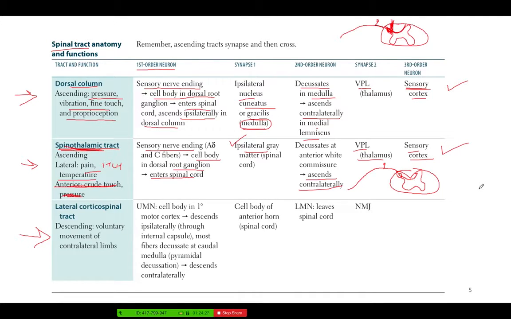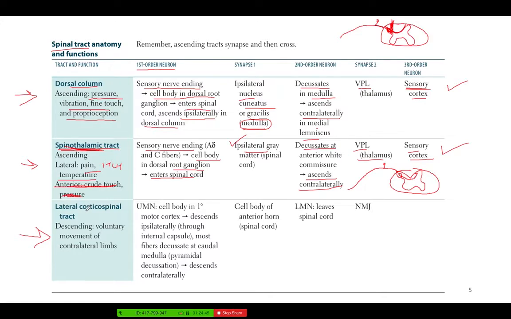Okay, so the big difference is here. Where is the first synapse? Where does the decussation occur? Where does it cross over? Okay, decussate means cross over. Where does it cross over? That is what you need to know for USMLE and what you're going to get questions on.